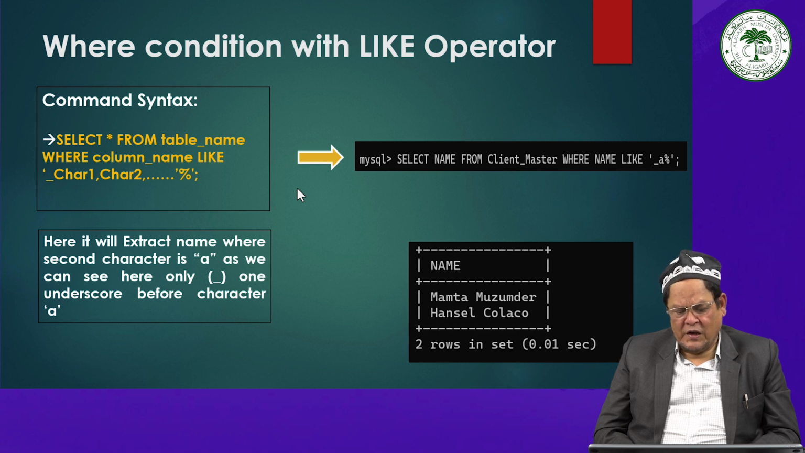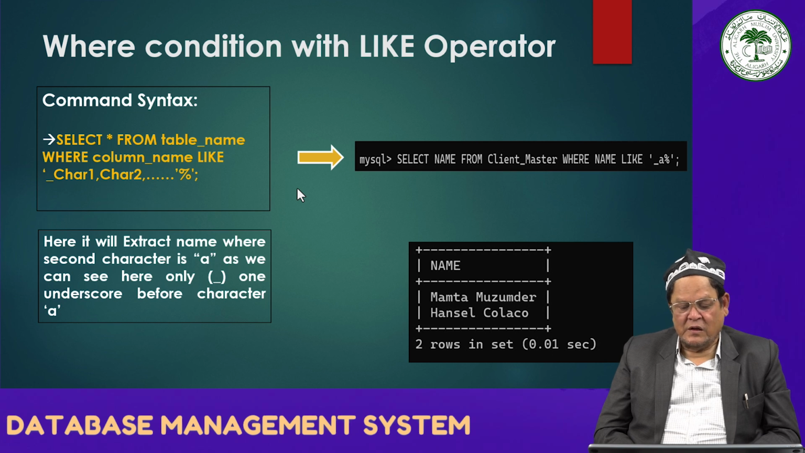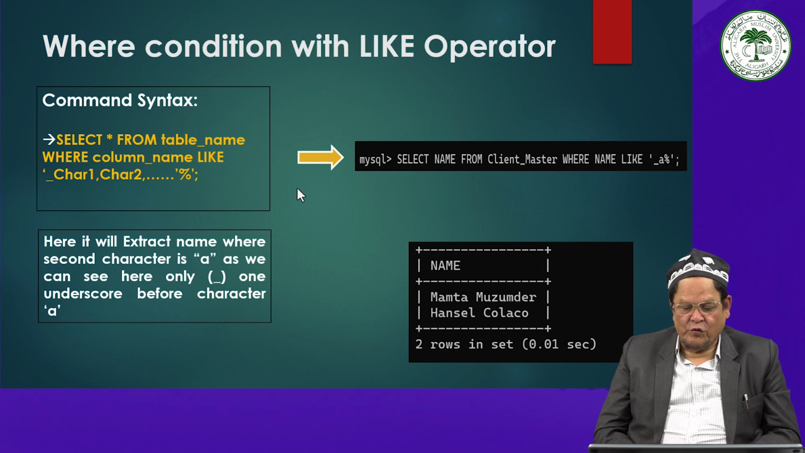The result will be: Mamta Majumdar and Hansel Kolako. The first is M for Mamta and the second is A, so it will show Mamta Majumdar, and H, A for Hansel Kolako. All other names where the second character is not A will not be displayed. Only two rows will be displayed if you write SELECT name FROM client_master WHERE name LIKE '_a%' within apostrophes. I hope it is clear.